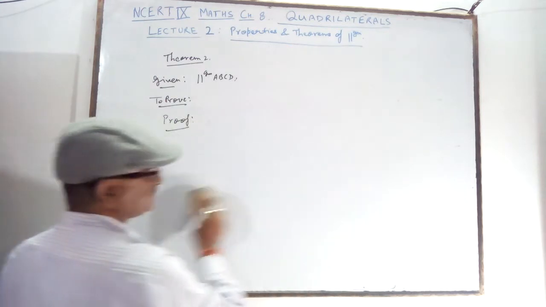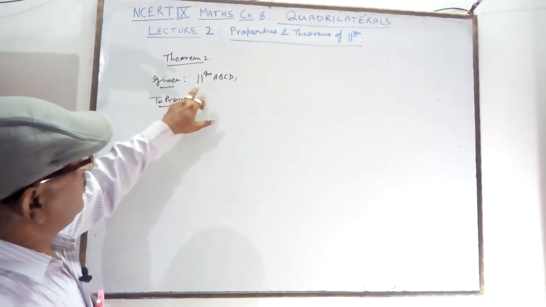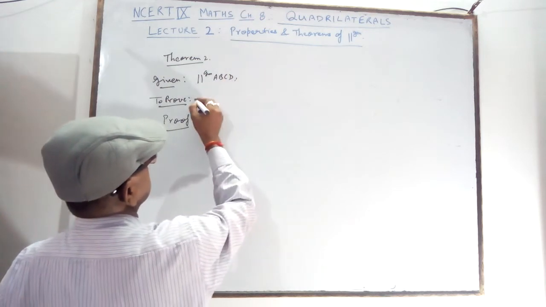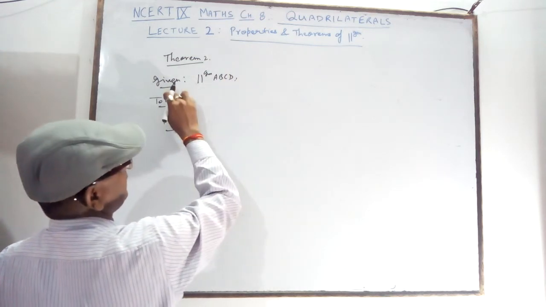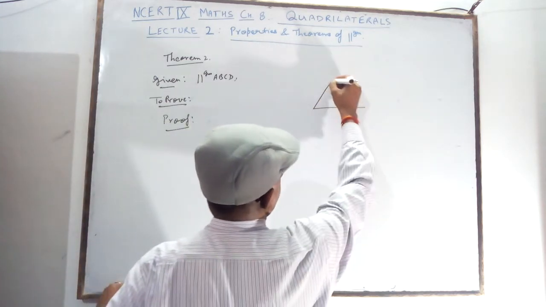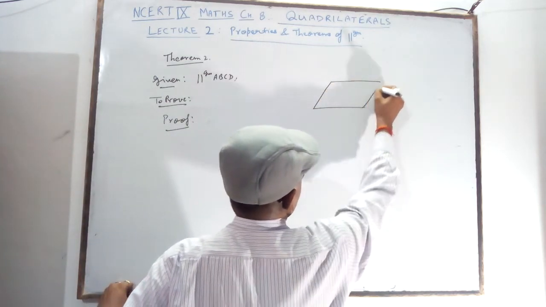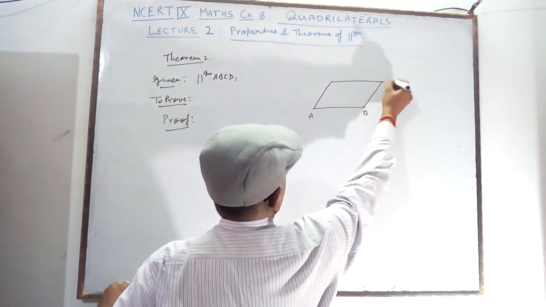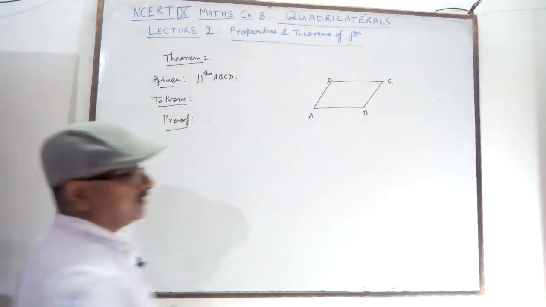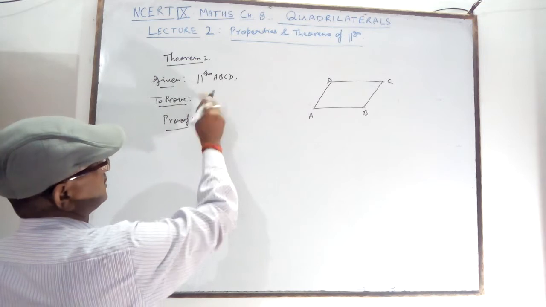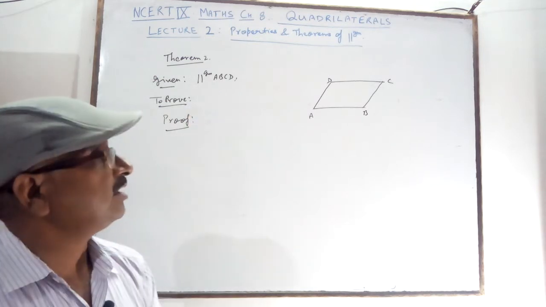Again you will see the same thing. Parallelogram ABCD is given. It means you will draw a figure which is a parallelogram. First you write down that it is theorem number 2. What is theorem number 2? In a parallelogram, opposite sides are equal. So here you will write down all the things.